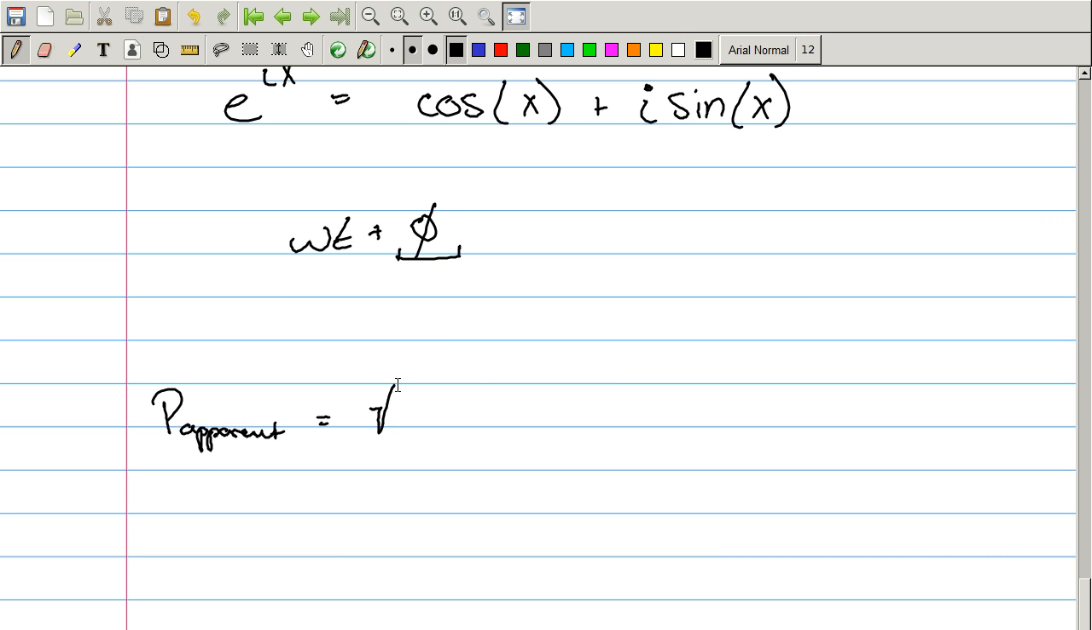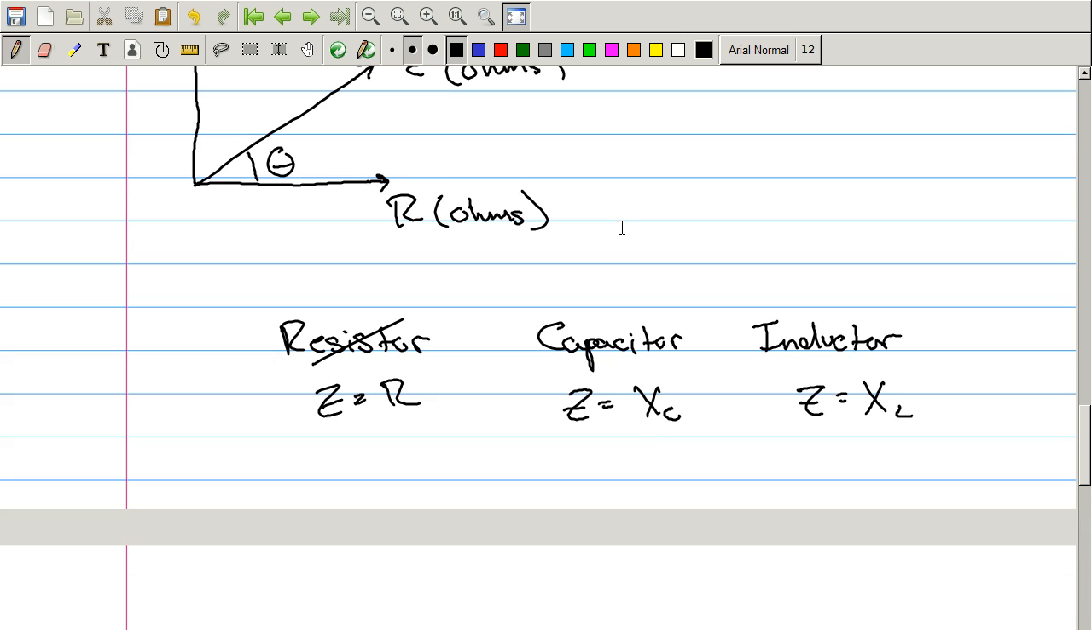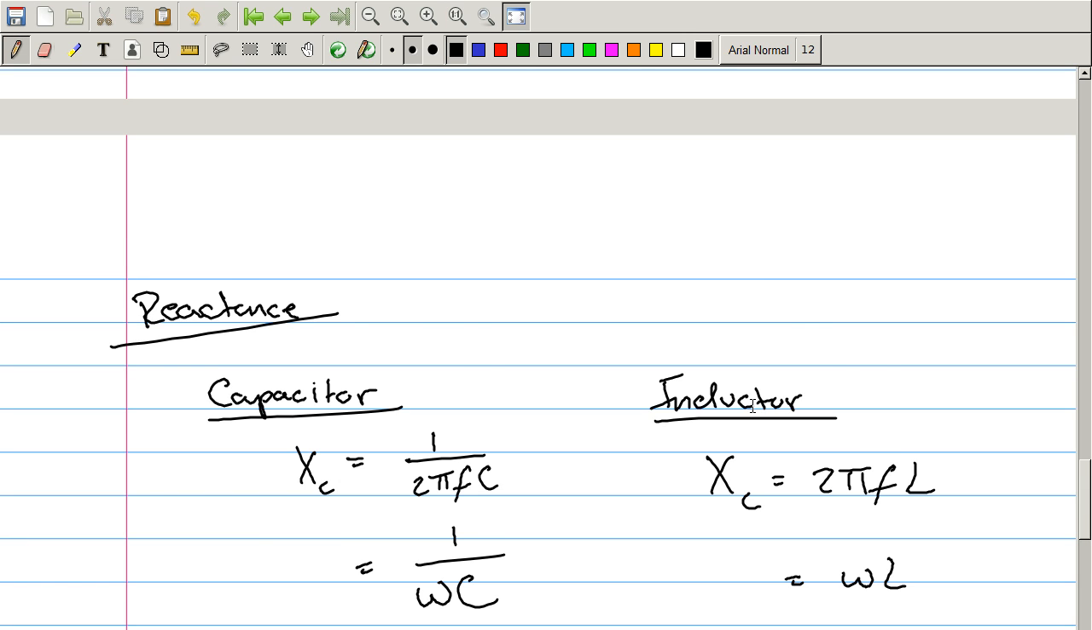is the square root of the real power squared plus the reactive power squared. So remember I said that in an ideal world, all that matters is the reactance. That's how that comes into play.